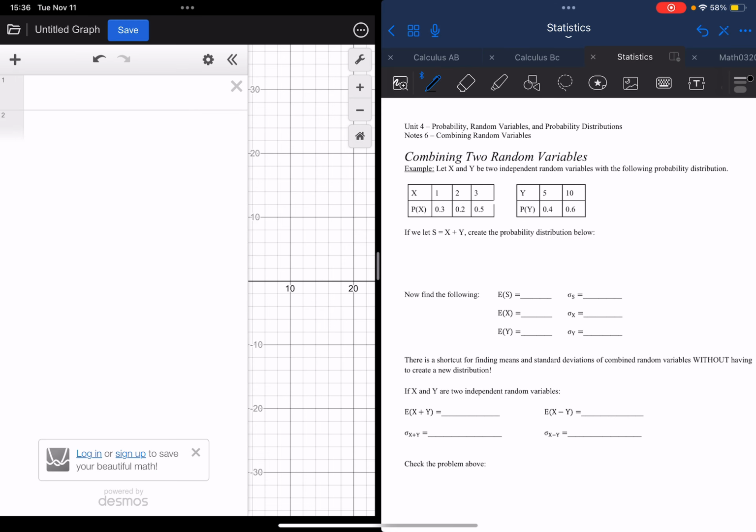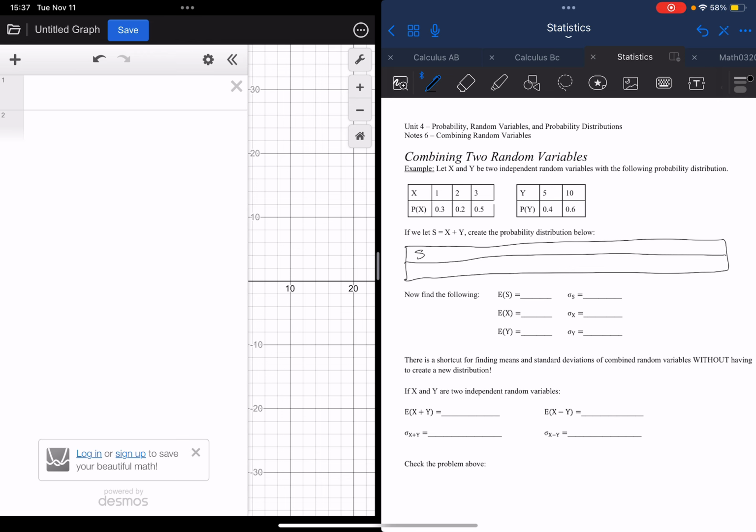Okay, so note 6, combining random variables. It says let X and Y be two independent random variables with the following probability distribution. So they give us the table X and the table Y. They said if we let S equal X plus Y, create the probability distribution below. So what we're doing is we're creating a new table. Okay, so I'm going to go ahead and draw that table.